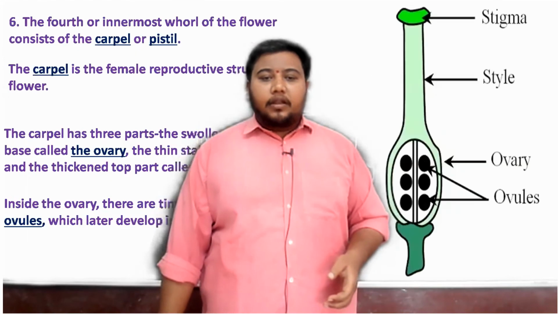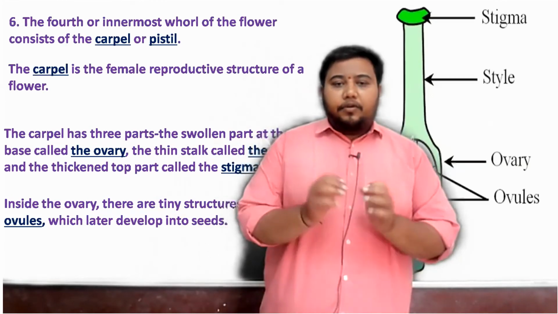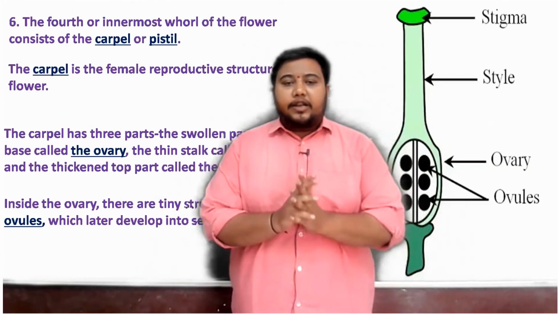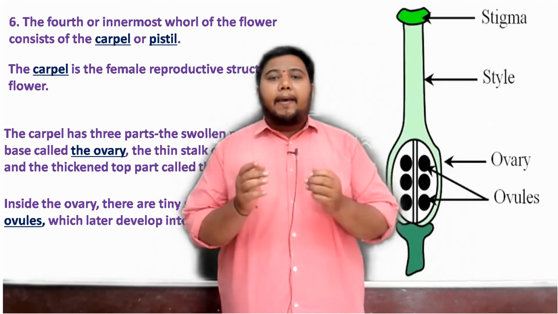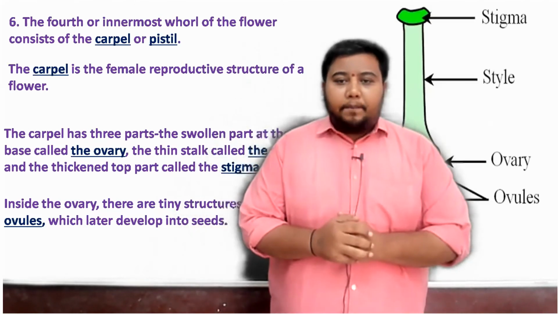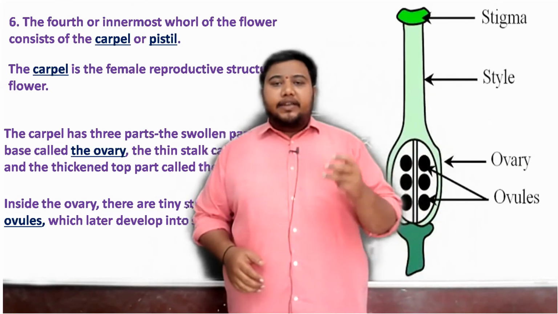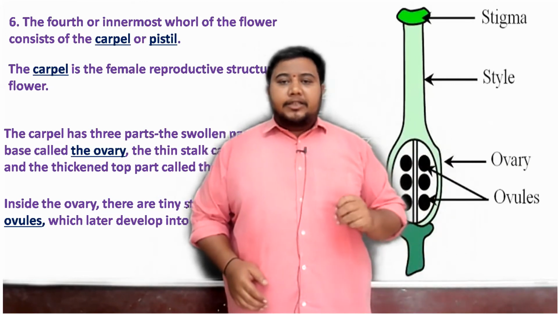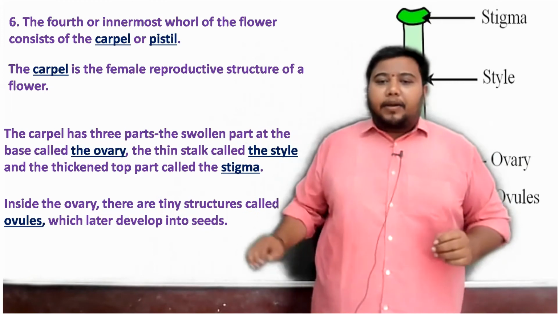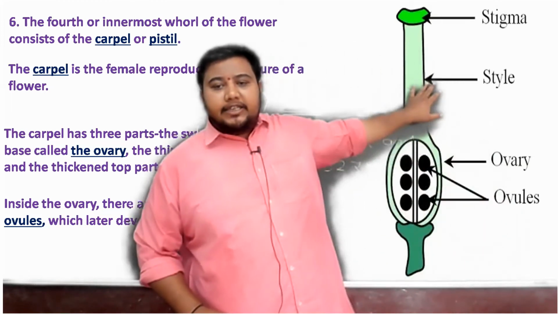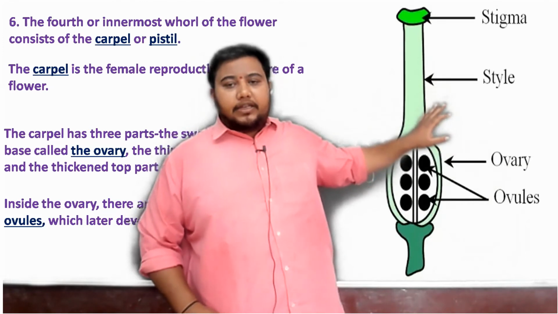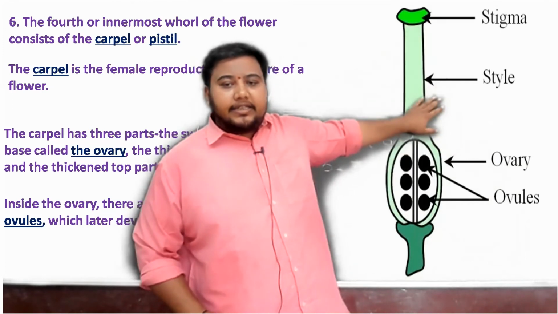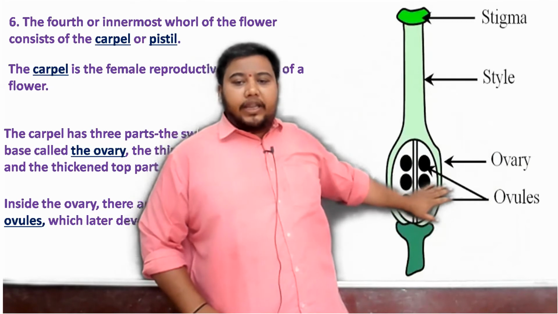Next, the fourth or innermost layer of the flower consists of the carpel, also called the pistil. You can see here, this is the pistil, or carpel. It is divided into three parts: first is the stigma, second is the style, and third is the ovary.